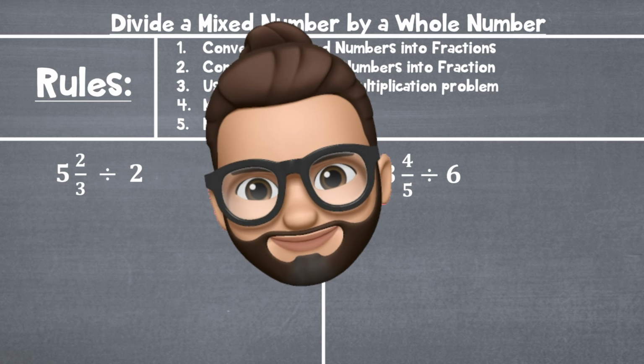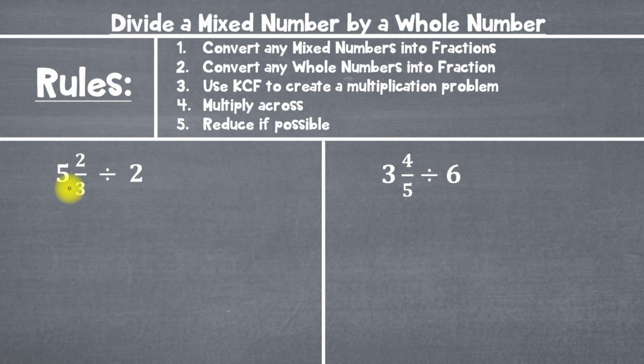Back to the lesson. So in order to convert this mixed number to an improper fraction, we're going to have to take this denominator and multiply it by our whole number. So we're going to have 3 times 5. 3 times 5 equals 15. And the next step is to add the numerator to that result. So we've got 15 plus 2, which is 17. And then we'll keep our denominator the same, which is 3.